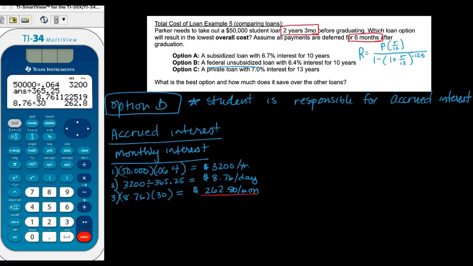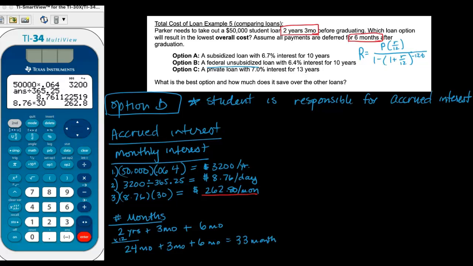Okay, that's important. So I'm going to take that number and figure out how many months Parker is in school. The number of months while Parker is in school or in the deferment period would be that 2 years plus 3 months before graduation, and then another 6 months of deferment period. So I want to get that all into months. So 2 years, if I multiply that by 12, I can get the months. So 24 months plus 3 months is 27 months, plus another 6 months is 33 months altogether.